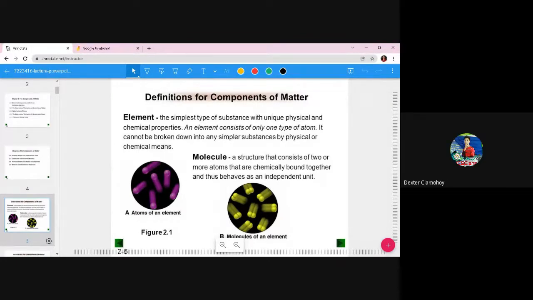Sodium chloride, H2O. Okay, H2O is a molecule. A molecule can also have the same atom, the same element. For example, fluorine, because fluorine is diatomic. So F2, two F atoms. So it's a molecule. O2, N2, they are molecules.